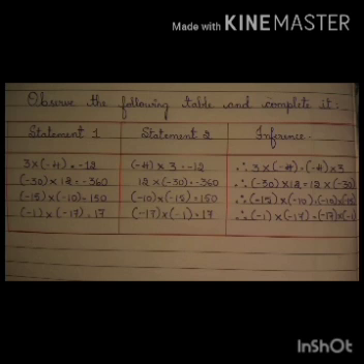Fourth one, minus 1 into minus 17 is equal to 17. Or minus 17 into minus 1 is equal to 17. Therefore, minus 1 into minus 17 is equal to minus 17 into minus 1.